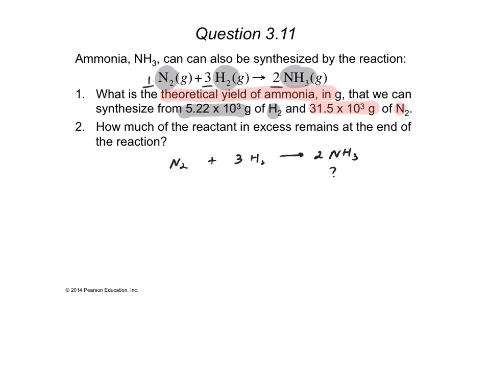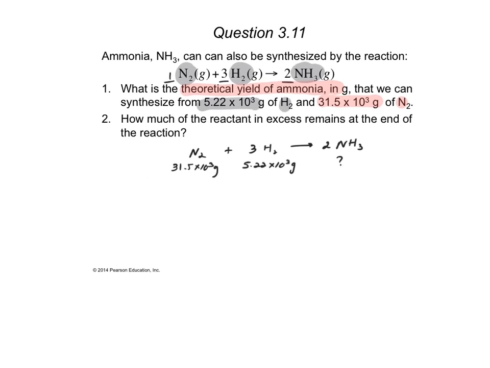In the question here, what is our theoretical yield of ammonia if we start with 31.5 times 10 to the third grams of nitrogen, and we start with 5.22 times 10 to the third grams of hydrogen. So this is going to follow the same exact format, right? To figure out how much we're going to make, we need to utilize the coefficients that are part of the balanced chemical equation.